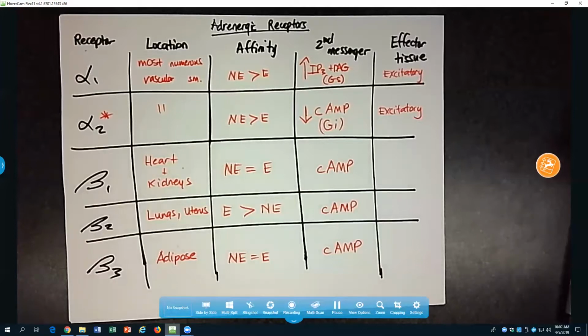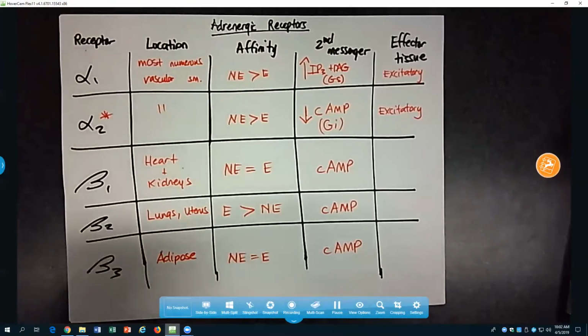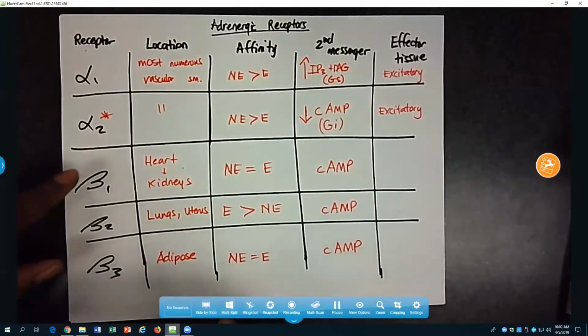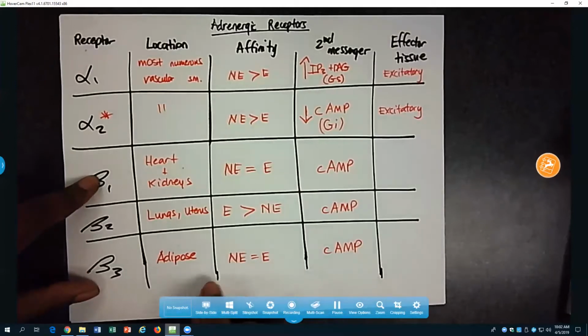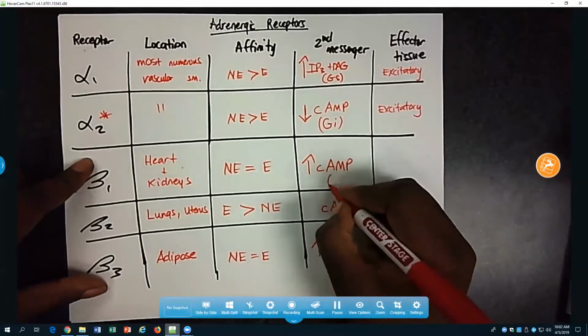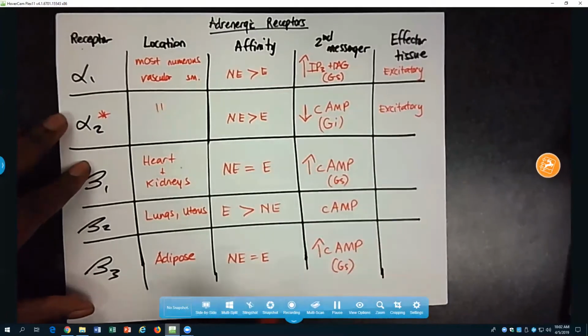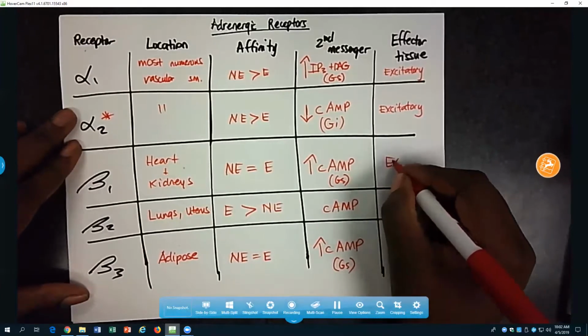is an excitatory action. So although its mechanism of action is decreasing cyclic AMP, it's still an excitatory effect on the tissue. Opening up of the blood vessels is excitatory, okay? Let's look at beta-1 and beta-3 together. They're both going to increase their second messenger, right? G stimulatory proteins, and that's going to have an excitatory effect on the tissue as well.